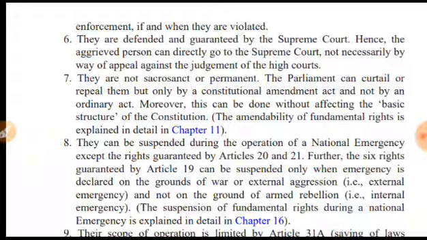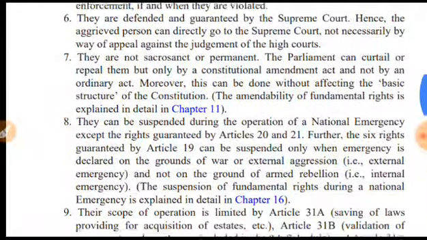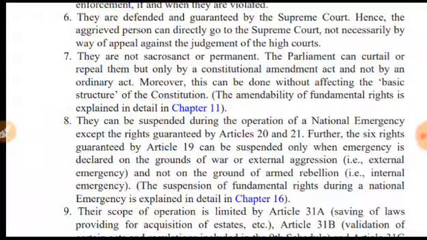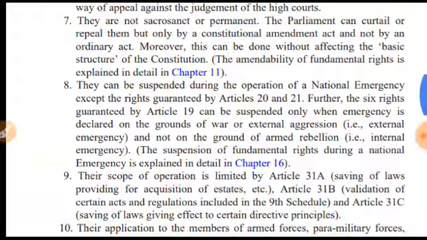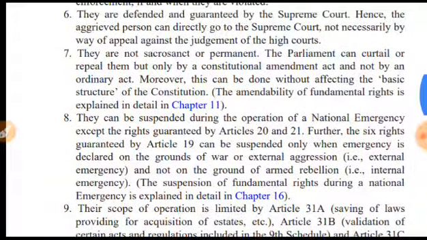So Parliament can curtail them, but only by a Constitutional Amendment Act, not by an ordinary act. Moreover, this can be done without affecting the basic structure of the Constitution. The amendability of the fundamental rights is explained in detail in chapter 11. Here you can see, after chapter 11.